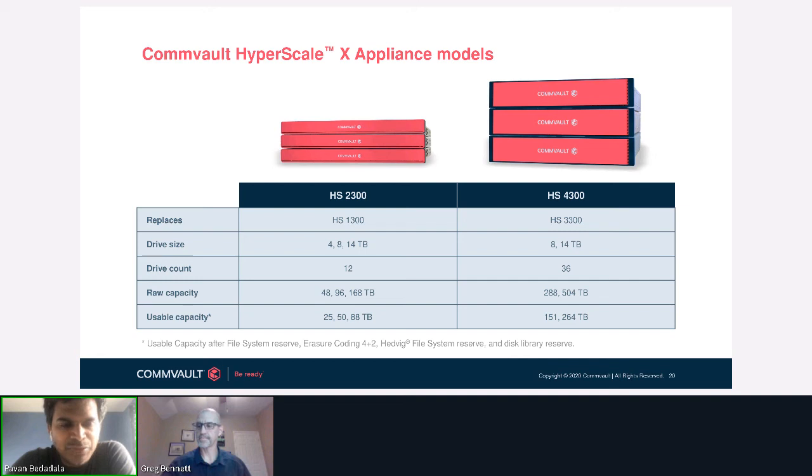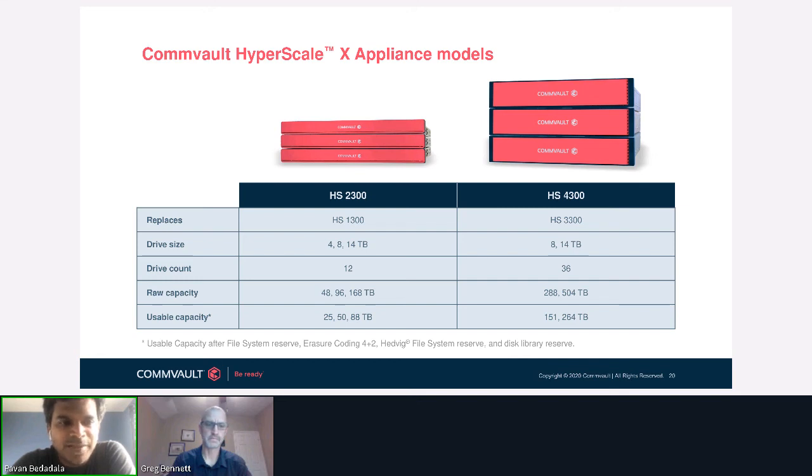The 2300 nodes come with a 1U rack space form factor. Now going to the 4300, these are 2U node form factor nodes, supporting 8 and 14 terabyte drives. The 4300 model replaces the current 3300 model. Both these solutions are to be deployed with a minimum of 3 nodes within a cluster.